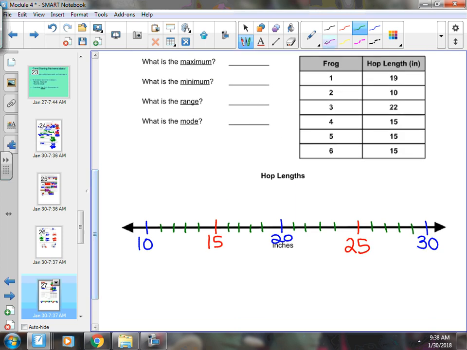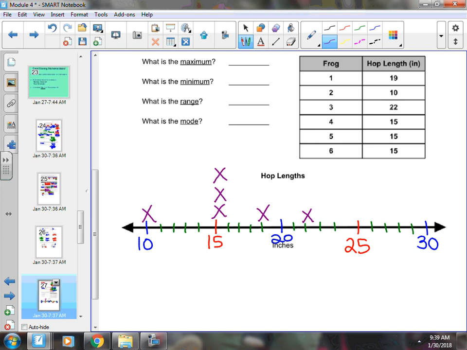Frog 1 is at 19. Frog 2 is at 10. Frog 3 is at 22. Frog 4 is at 15. Frog 5 is at 15. And frog 6 is at 15. All right, here are the questions.